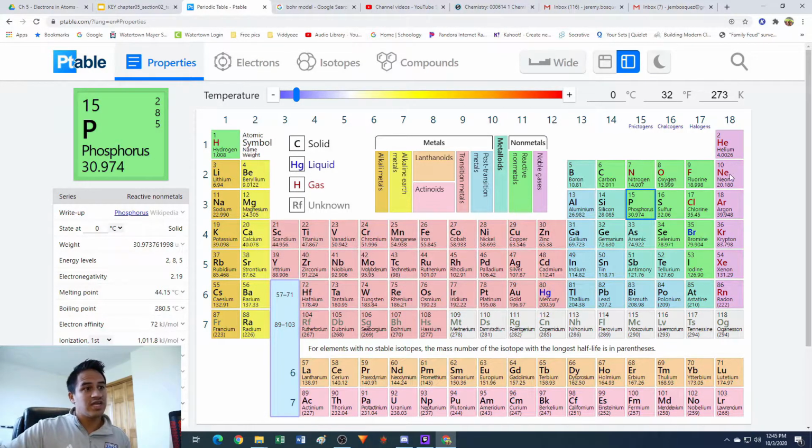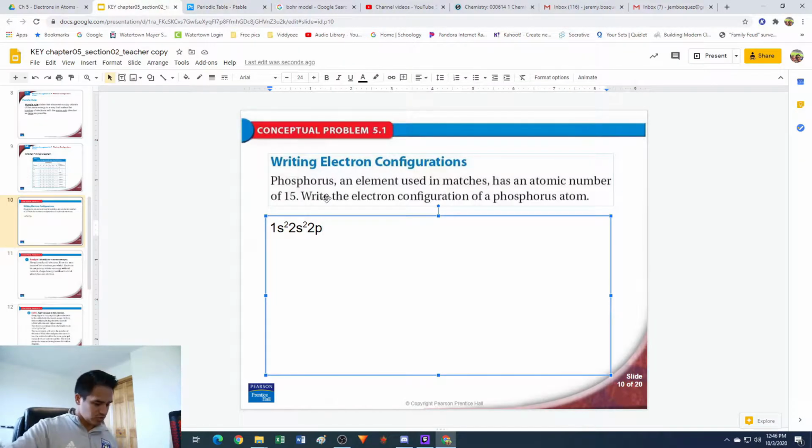We're going to go all the way to neon because we still have to get down to phosphorus. So we're just going to keep on going till we get to phosphorus. So we have 1, 2, 3, 4, 5, 6. So we're going to write 2p6.